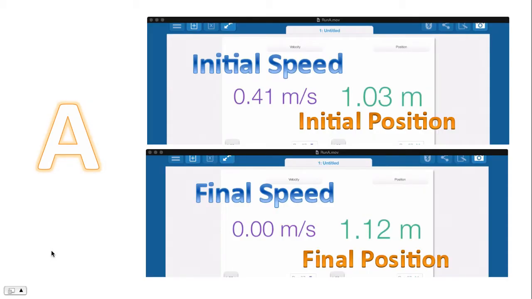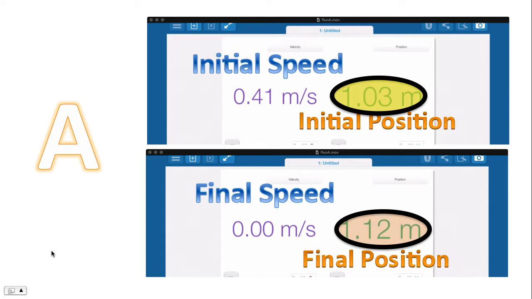So from the video you just saw of the screen capture of the data, I have extracted 2 still images. The first image, where it says initial speed, is the speed of the train just before I turn the train off. So the speed of the train before I turned the train off was 0.41 meters per second. The exact position at which I turned the train off happened to be 1.03 meters. Once I've turned the train off, it then coasts to a stop. It came to a complete stop at a final position of 1.12 meters.